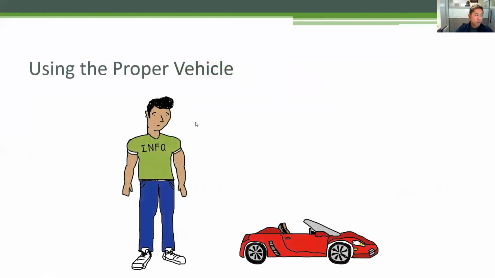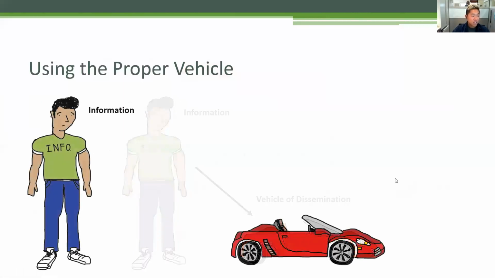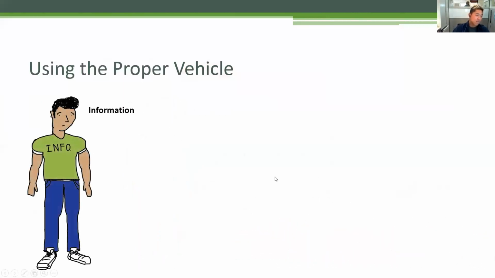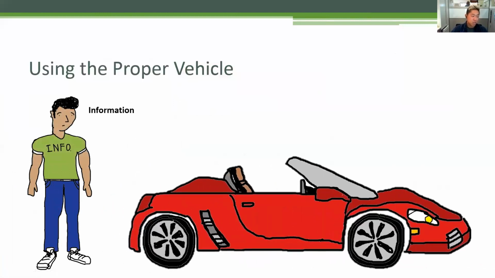What you want to focus on is using the proper vehicle, the correct method to share this information. For example, you have your information guy right here, and you have this vehicle of dissemination. There's no way that this guy is fitting in this car, so you have to scrap it and bring in something more suitable. This is the proper vehicle for dissemination. This analogy correlates to how, if you have certain types of information, a certain type of vehicle may not be the best method to share that.